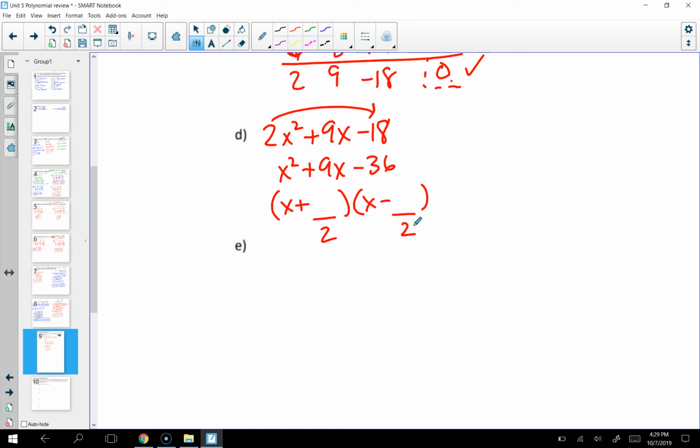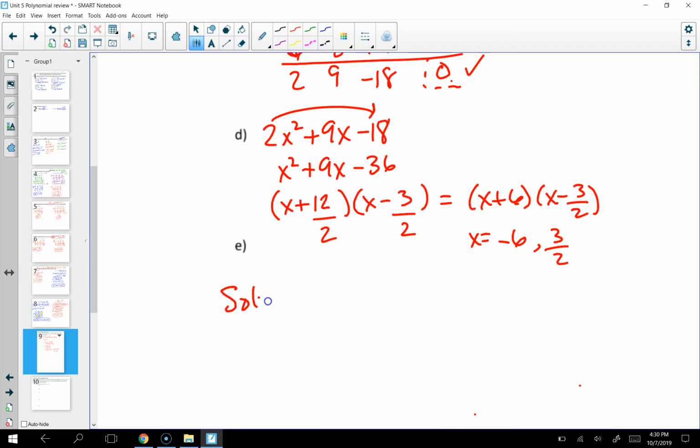So what do we want to use? 3 and 12. Is that going to work? 12 minus 3, yep, that's going to work. So 12 minus 3 gives me 9. 12 times negative 3 is negative 36. All right. So simplify those. So we have x plus 6 and x minus 3 halves. Take them out of our parentheses, we get negative 6 and positive 3 halves.